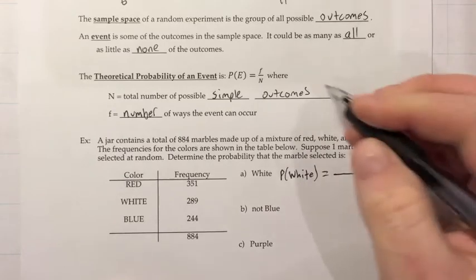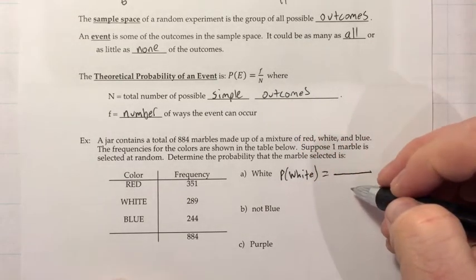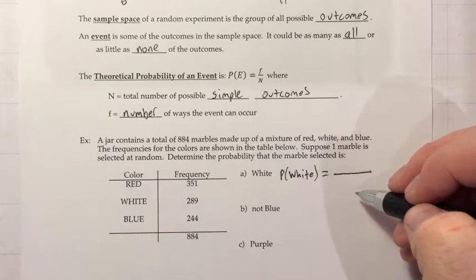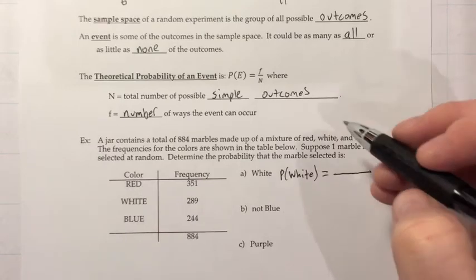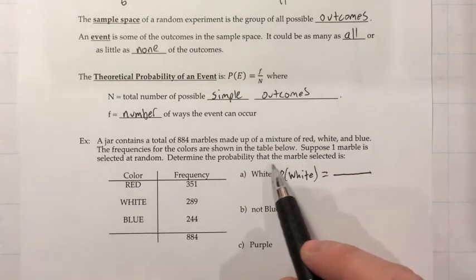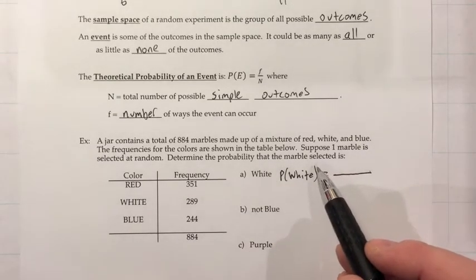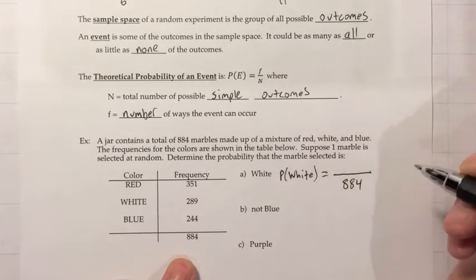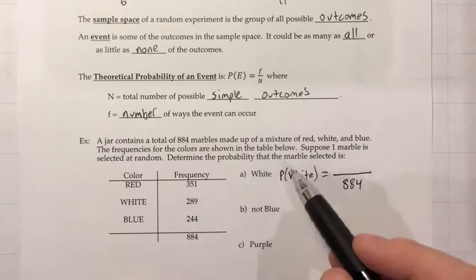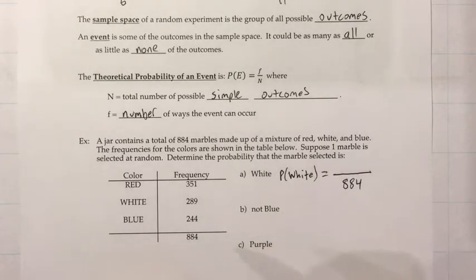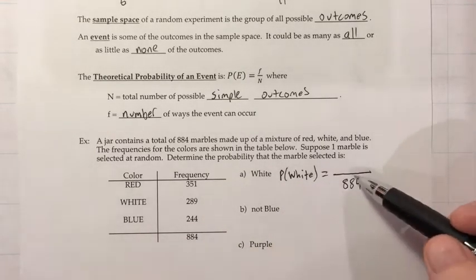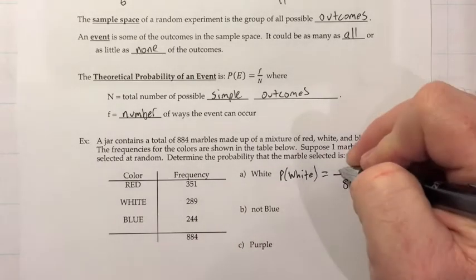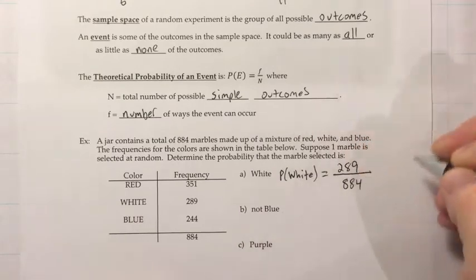And we want to think about this f over n style, where the denominator is how many things are possible. Sometimes people will say 3 because they're thinking red, white, and blue are the different colors in there. But we're not randomly selecting a color, we're randomly selecting a marble. So how many marbles are there? 884. If they said we were going to randomly select a color, you could put a 3 down there, but we're randomly selecting a marble, so it's the total number of marbles. And then the numerator would be how many of those marbles are white. In this particular jar, it looks like we've got 289 of those. So that would be the probability.